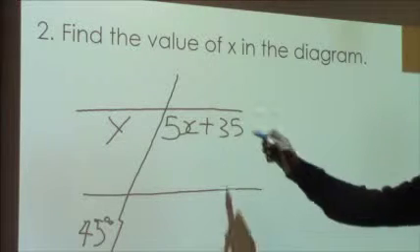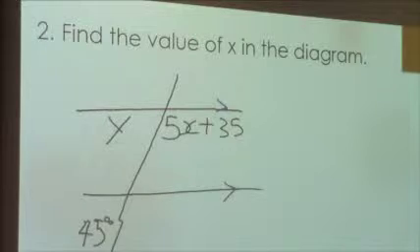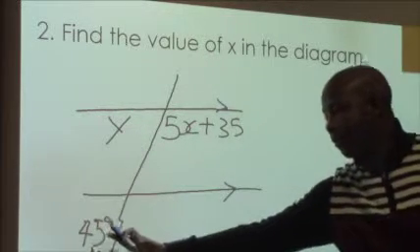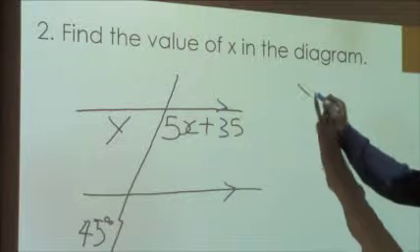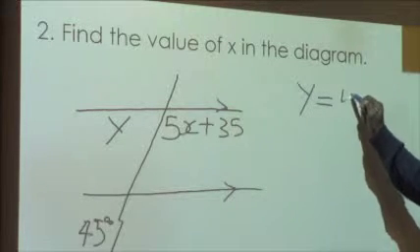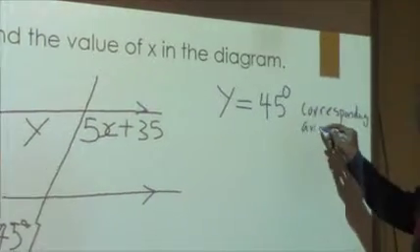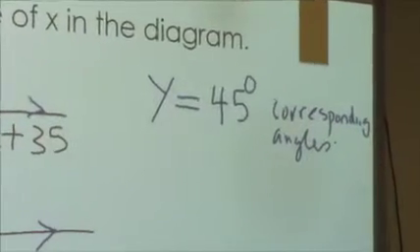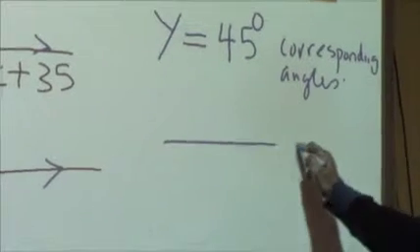Now understand, before I go further, let me indicate here that these two lines are parallel. Then I can see that angle y and this angle down here are corresponding angles, and corresponding angles are congruent. So quickly I find that y will be equal to what? 45 degrees. That is using the corresponding angles theorem or postulate.